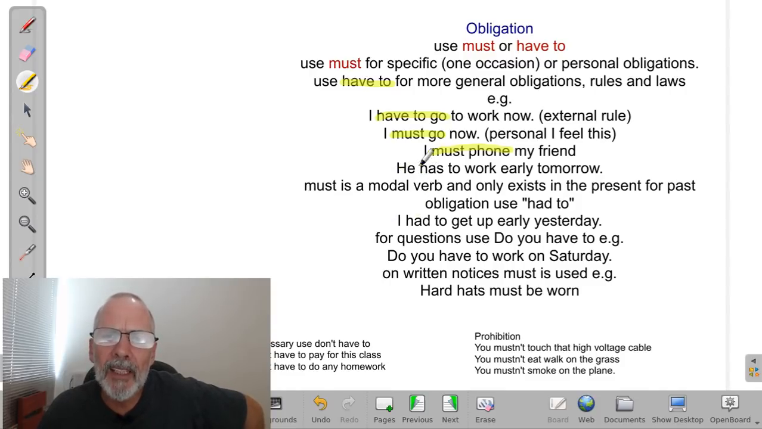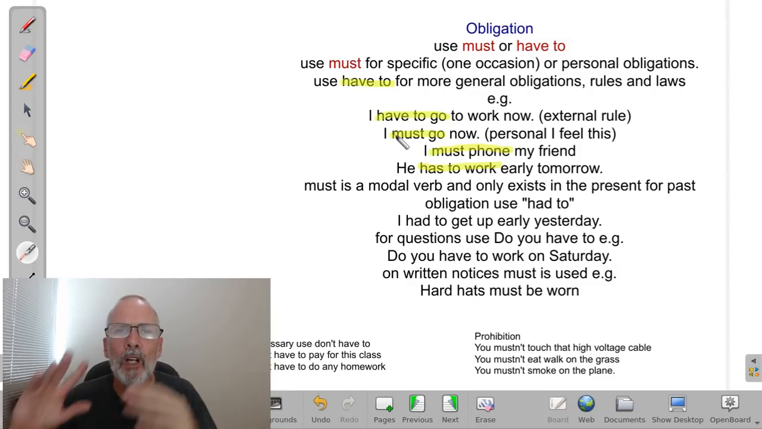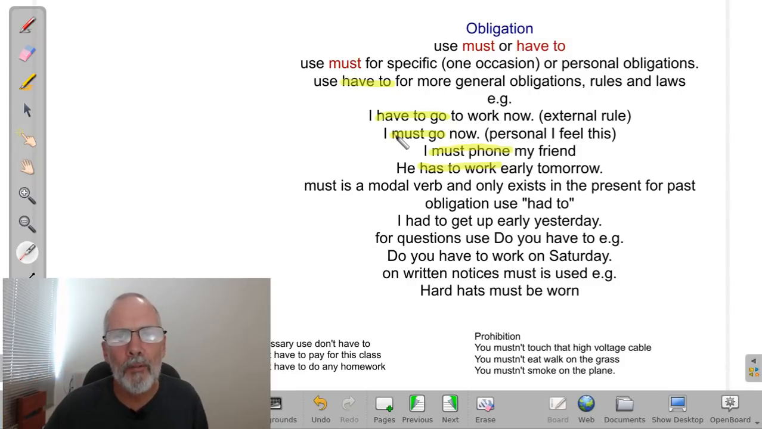And the last one we have is he has to work tomorrow. Notice here we are using he. So when we have he with have to, we need to use has to. He has to work early tomorrow. Again, this is because the company, it's an external rule. So must and have to, both of these can be used for obligation. But must is more used for personal obligations, specific one-occasion obligations, and have to for rules and laws and external obligations.